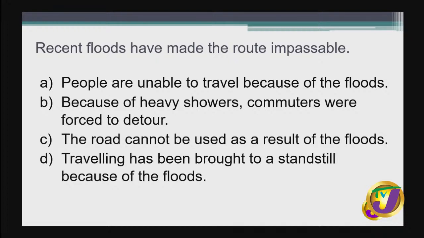Your options. People are unable to travel because of the floods. Because of heavy showers, commuters were forced to detour. The road cannot be used as a result of the floods. Traveling has been brought to a standstill because of the floods. Which of those is closest in meaning to recent floods have made the route impassable? Notice what is in the original that is not in a few of these options you're given. Ready to clap? I hope it's clap. You're going to clap, you know.